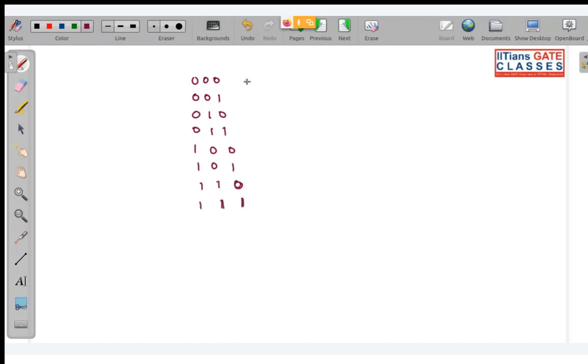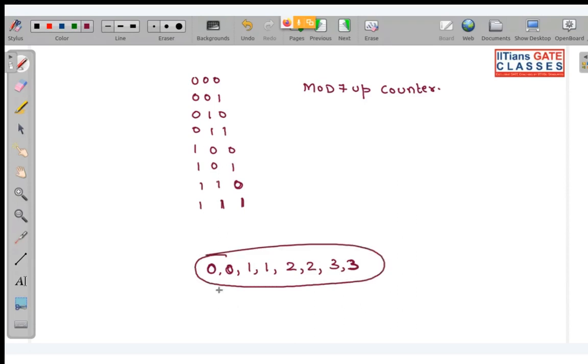Okay. So this is what? This is a mod 7 up counter. Okay, fine. So can you design such kind of counting state? Like this. Can you make one counter like this, which has count states like this? Or even a counting state like this.